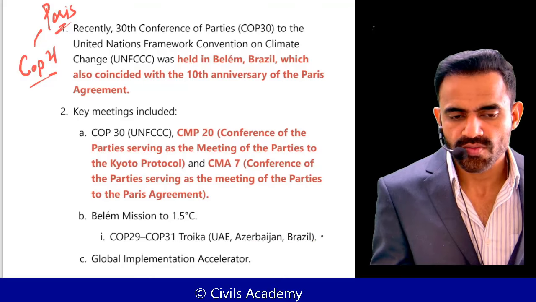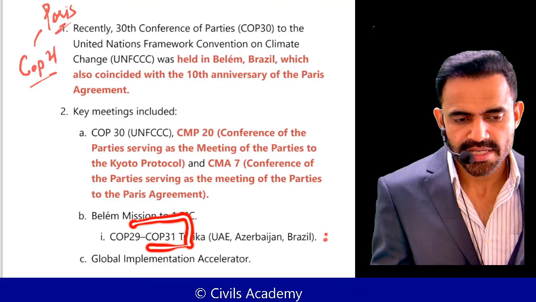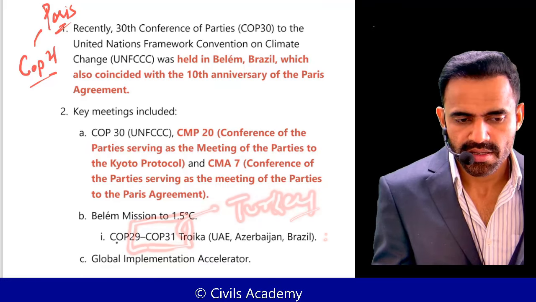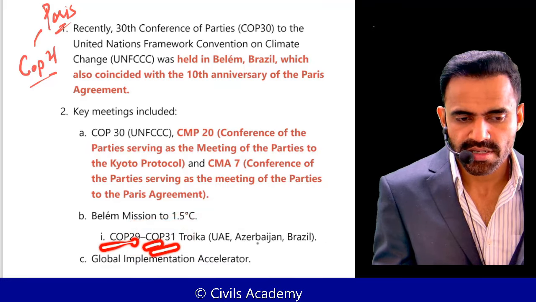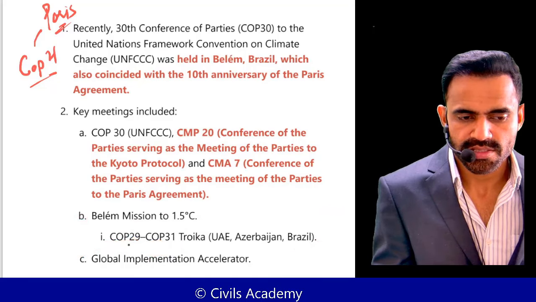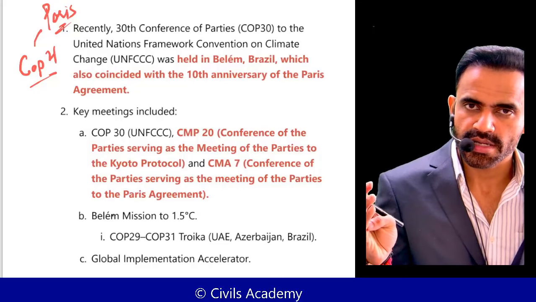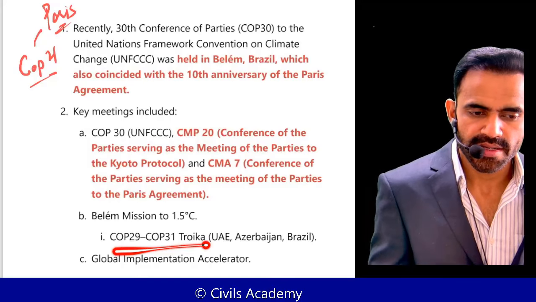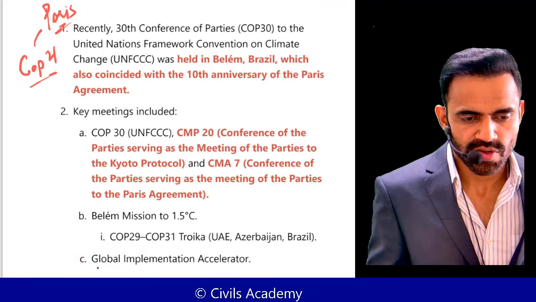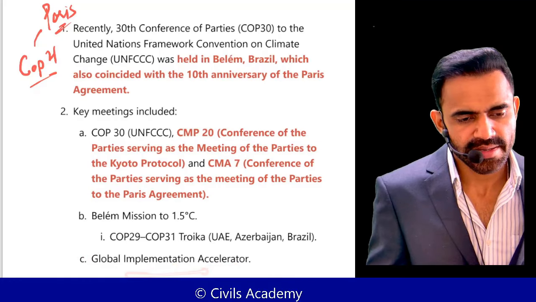Brazil was the host this time, and next, when we are referring to COP 31, ideally it should have been Turkey. If we talk about 29, 30, and 31, it should have been Turkey. Please verify this, because we are talking about a troika of 3 years: COP 29, COP 30, and COP 31. COP 31 will be hosted by Turkey. So please verify this thing. I'm not able to recall it properly. Next is the Global Implementation Accelerator. As the name suggests, the objective is on implementation.